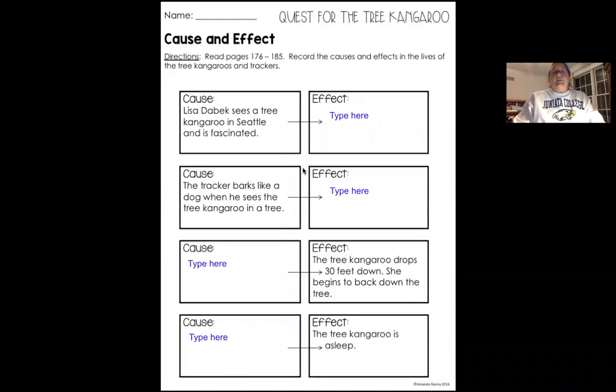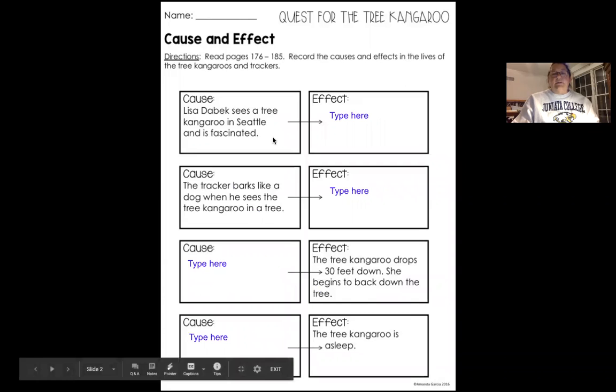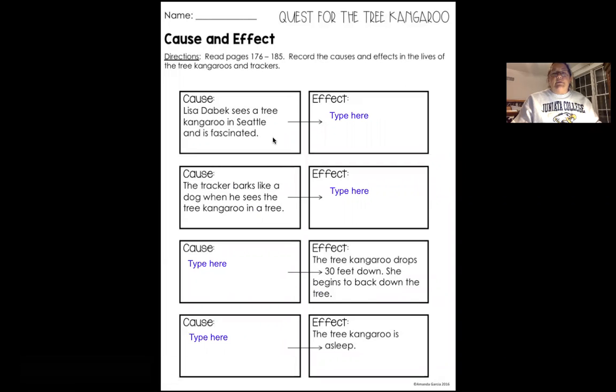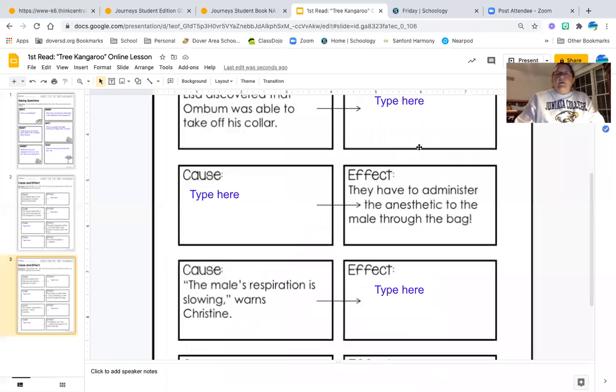So we're going to go on to this one. And as we read, let's see if we can fill in any of these causes and effects. So Lisa Dabek sees a tree kangaroo in Seattle and is fascinated. Now I remember from that first page, they already mentioned this, so I could probably write the effect here.